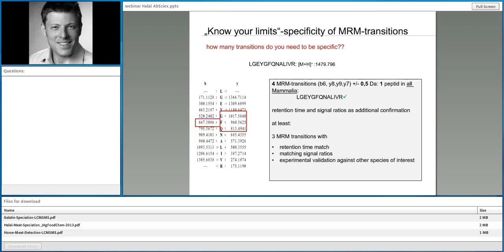We did the same with 4 MRM transitions and searched them against all mammalian data sets, and with this approach, we still only find our peptides. So with 4 MRMs, we're really highly specific against all mammalian peptides which are in databases. So this really was a nice result. But in addition to the MRM transition, we also have retention time and signal ratio as additional confirmation. So we ended up with 3 MRM transitions together with retention time matching, signal ratios and the experimental validation of your species specificity. These were our main data where we say this is still specific and this is what we need to be sure that we see this species really in our samples.